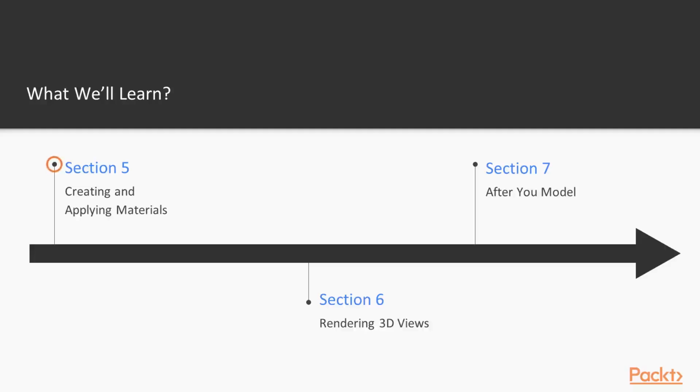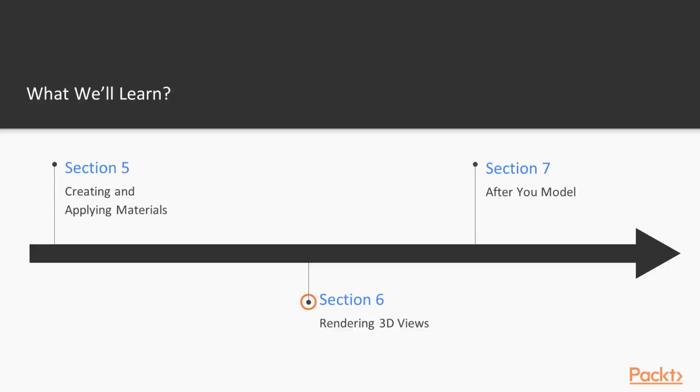In section 5, we'll be talking about creating and applying materials. So taking all of the elements that you've already created and then applying materials to those, so that way you can really round out your model and render it in such a way that you can get better materials than what comes right out of the box.